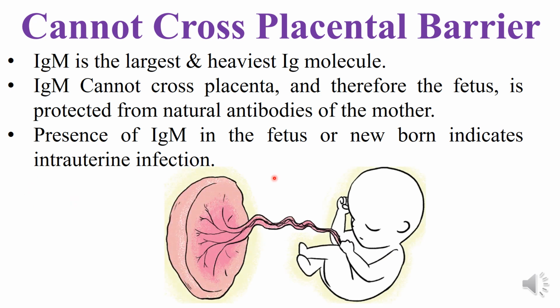This is the fetus, and it is connected with the placenta, and these immunoglobulins are unable to cross the placental barrier due to their large size, and this keeps the fetus protected from the natural antibodies of the mother.